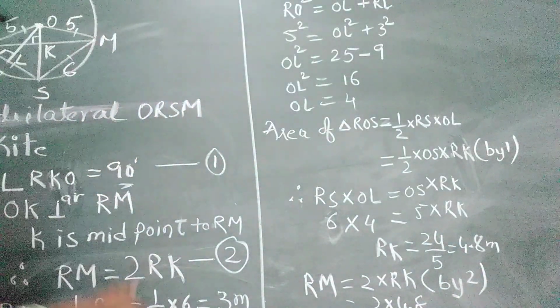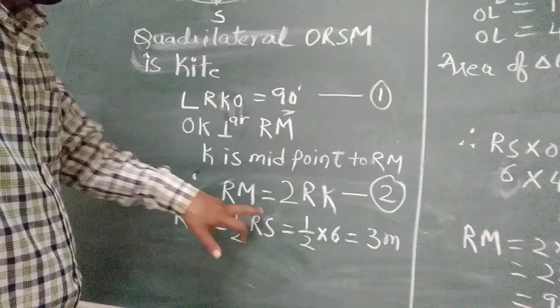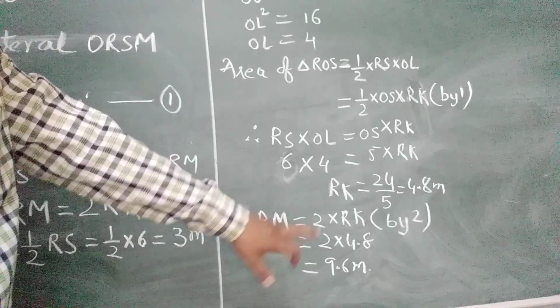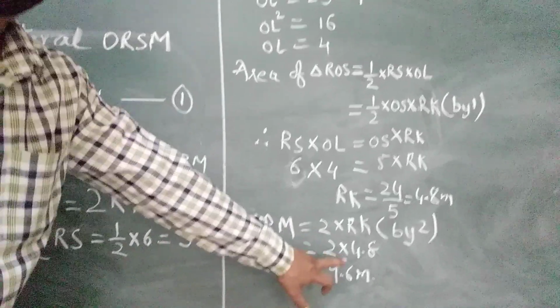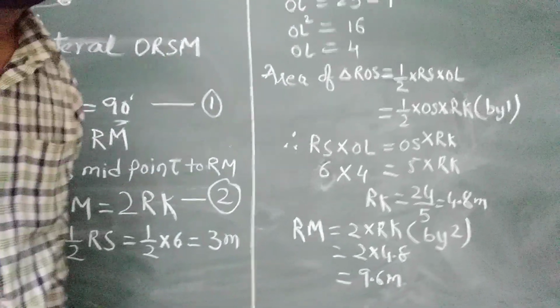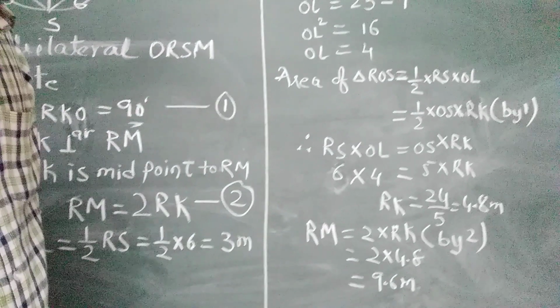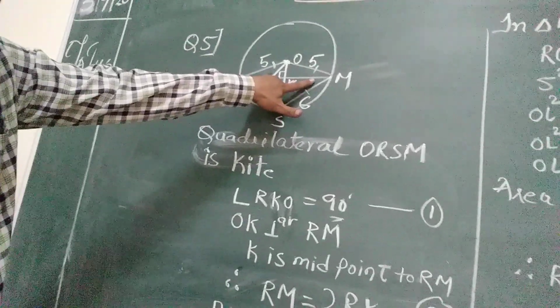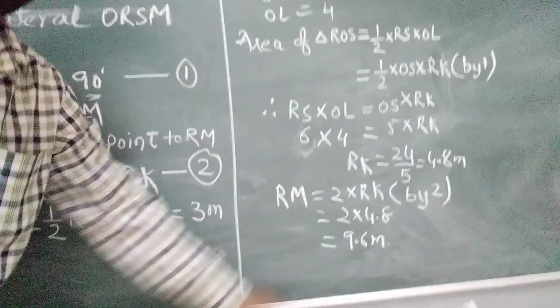Now by equation number 2, RM is equal to 2 RK, which is equal to 2 into 4.8. 2 into 4.8 will give you 9.6 meter. Hence, the distance between Reshma and Mandeep, RM, is 9.6 meter.